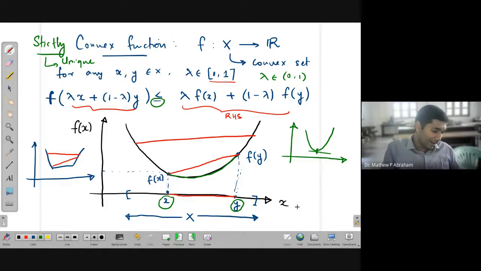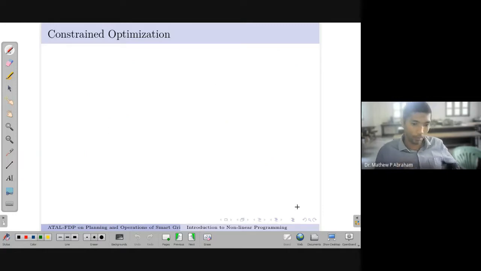Okay, so that is about the convex optimization problem, and the good part is that for a convex optimization problem, you don't need to worry about the global minima, because every minima will be a local and global minima. Now let me quickly come to the constrained optimization problem. What is a constrained optimization problem, which is the most general case, and what is the first order necessary condition for the solution of an optimization problem.